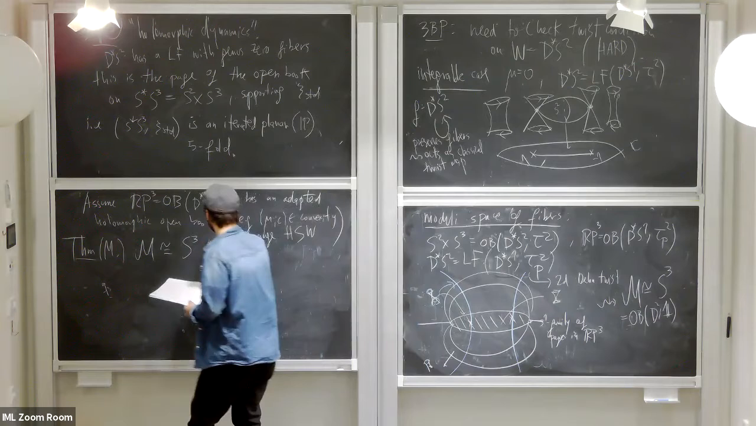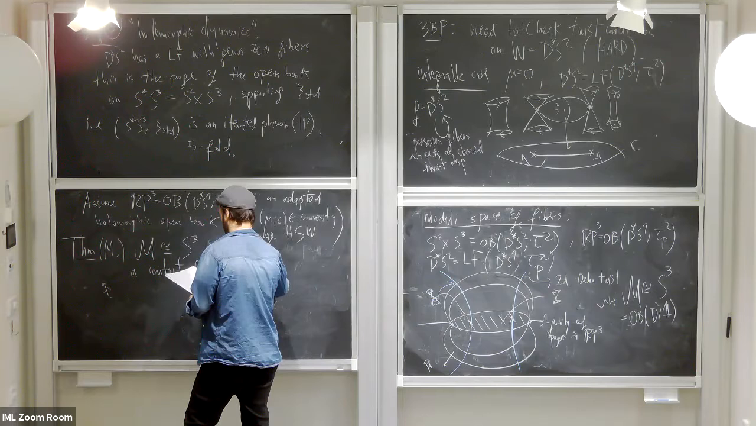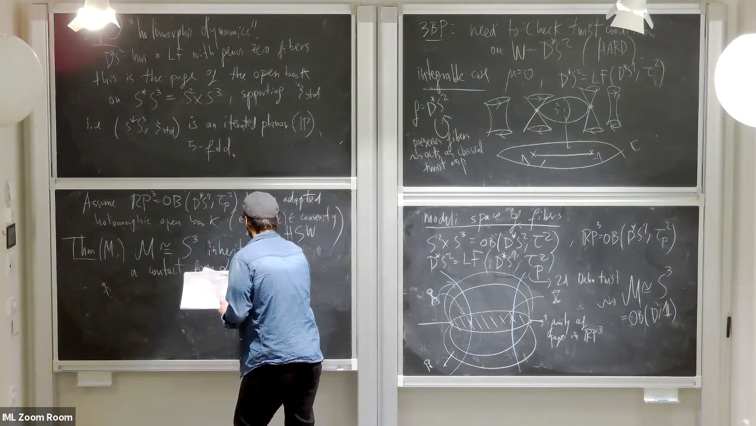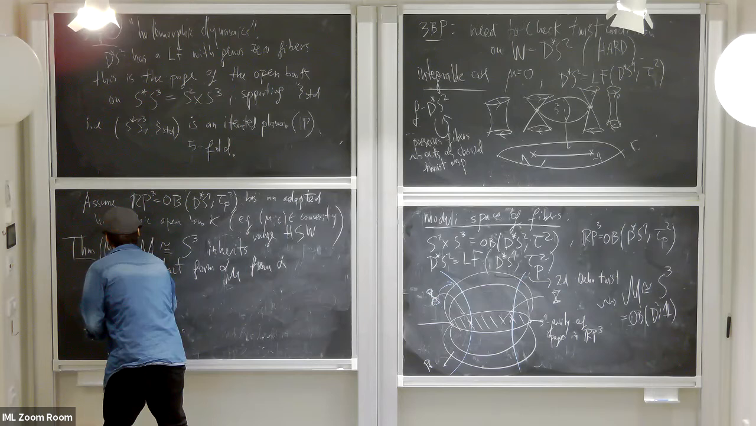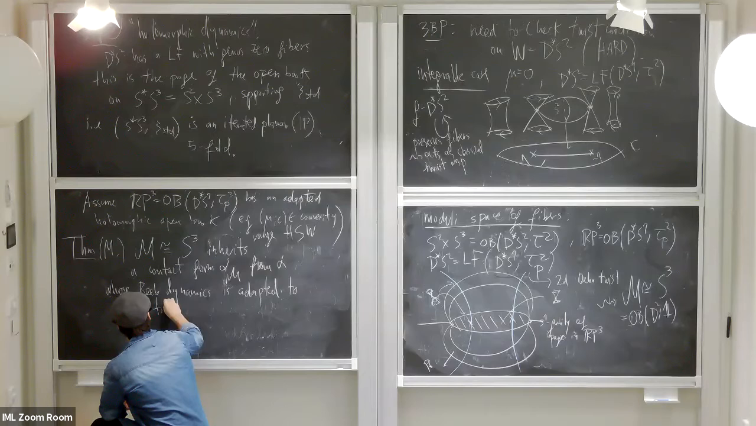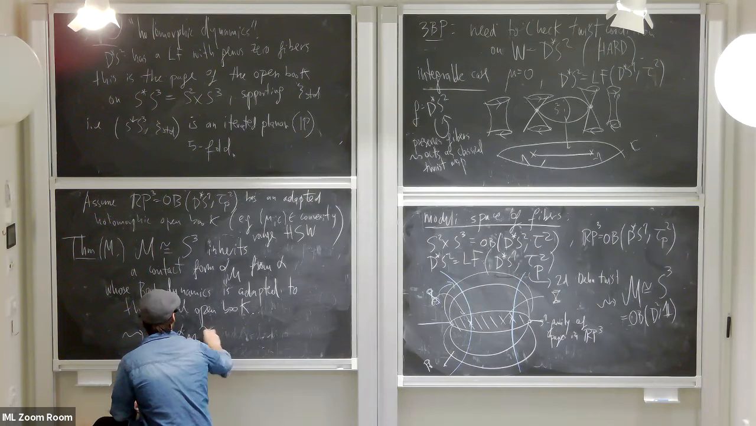So this inherits a contact form from alpha. Let's say the contact form alpha inherits a contact form alpha sub M, whose Reeb dynamics is adapted to the trivial open book. And because of the Giroux correspondence, its kernel is necessarily isotopic to the standard contact structure on S3.